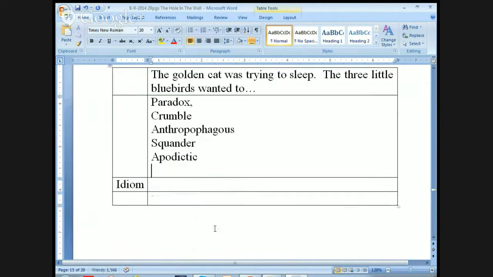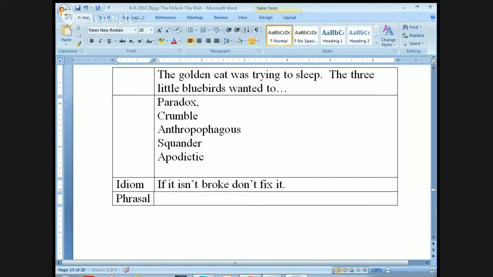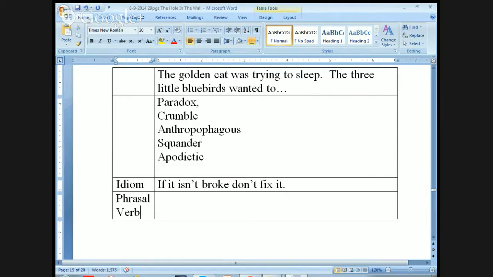Okay. And someone's going to give me a phrasal verb, and here is my idiom: if it isn't broke, don't fix it. Okay. And phrasal verb, you know what a phrasal verb is? Anyone? Okay, give me a phrasal verb. Give up. Okay.